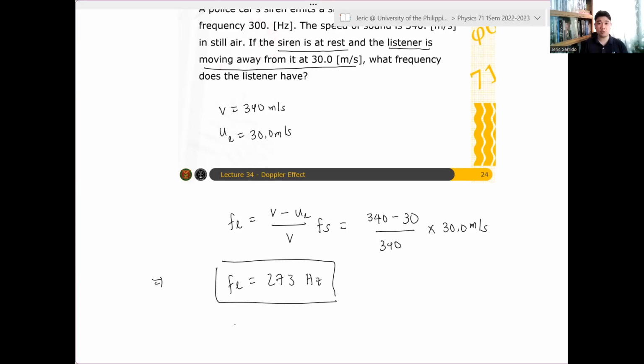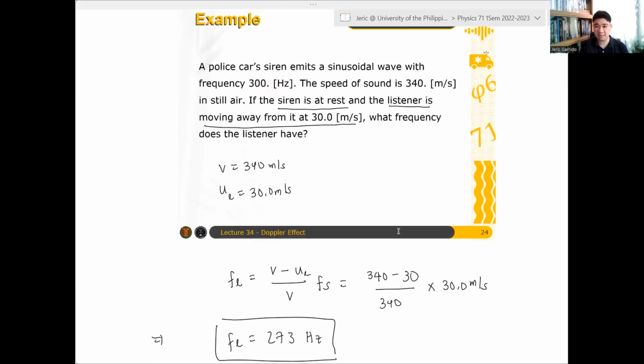Okay? Questions? Walang tanong? Are there any questions? Fs is, sorry, this should have been, sorry, the speed is not 30 meters per second. Sorry for that. This should have been 300, ito dapat ay 340. Ano bang equation to? Ulitin ko ha. So again, V is 340 minus 30 over 340 times the frequency is 300 hertz. Ayan, ito tama na to.